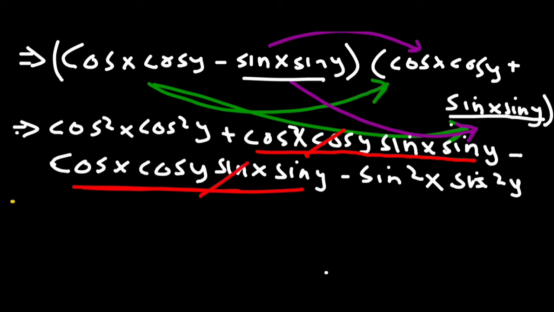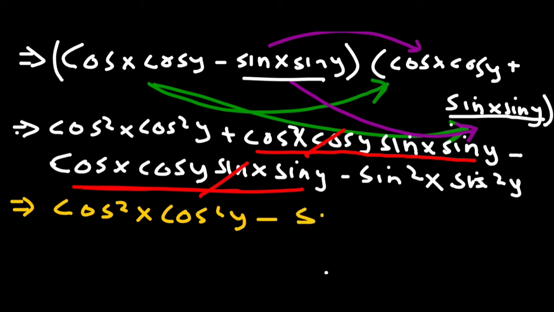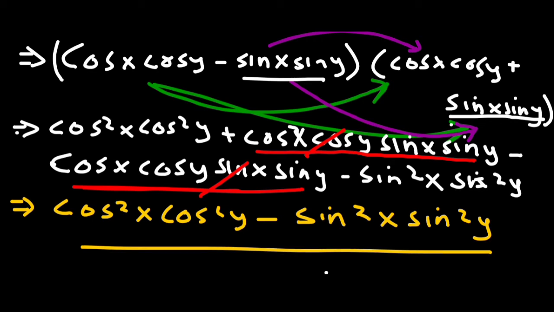What are we remaining with? We're remaining with cos squared x cos squared y, then minus sine squared x sine squared y. Are we yet done? Not. We haven't yet done. So what are we going to do when we reach this stage?